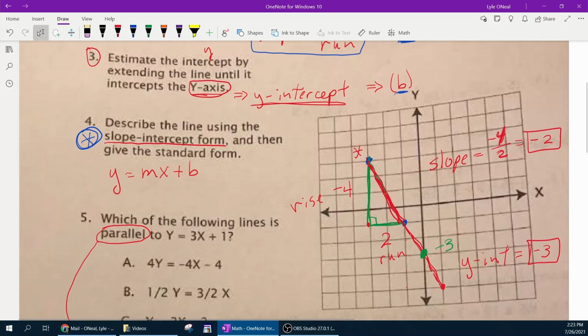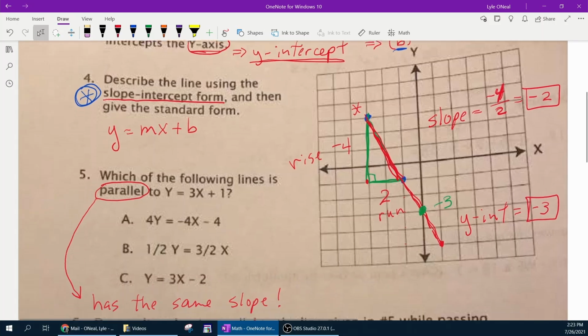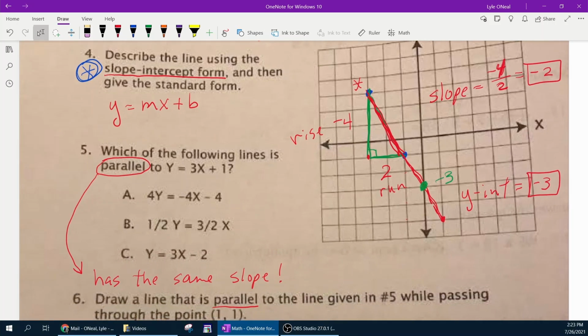And that's going to take care of question number 3. Next, question number 4. Describe the line using the slope-intercept form. Now, if we've done everything correctly up to this point, this part should be really easy. Notice we've got the slope, which is m, and the y-intercept, which is b. So all we need to do is take this formula and plug and play. That means we're going to plug in the numbers for the letters we know.